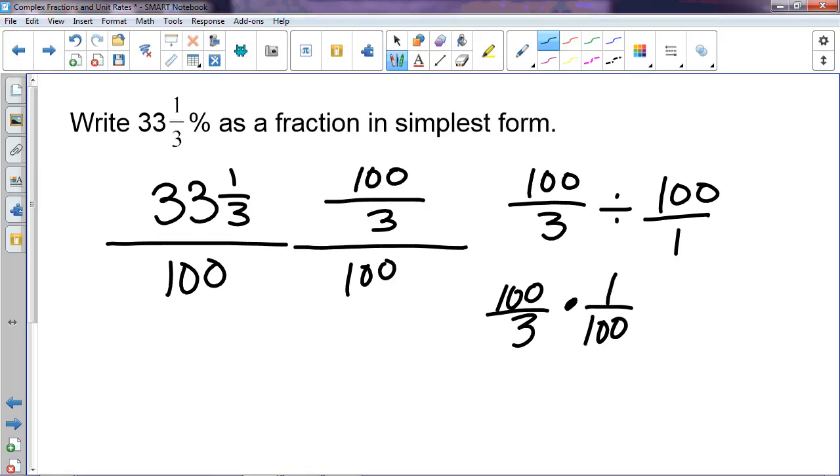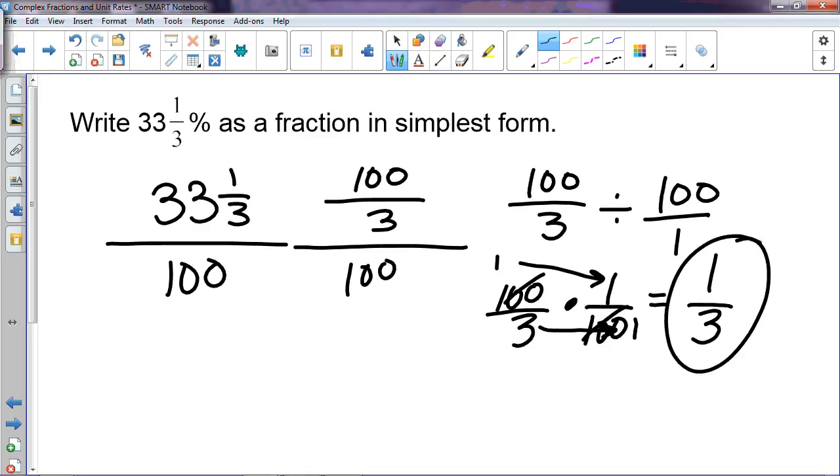Anyone see anything that we can simplify? I do. 100 and 100, they're the same number. They go into each other the same amount of times. 100 goes into both of them 1 time. So we're going to cross them out and replace them with a 1. Now, we can multiply straight across. 1 times 1 gives us 1. 3 times 1 gives us 3. So 33 1/3% as a fraction in simplest form is 1/3. There we go.